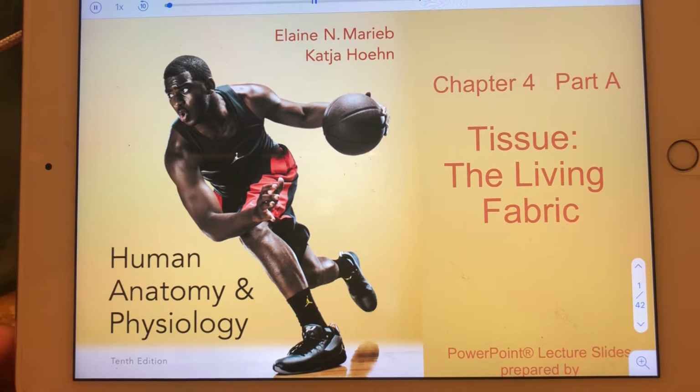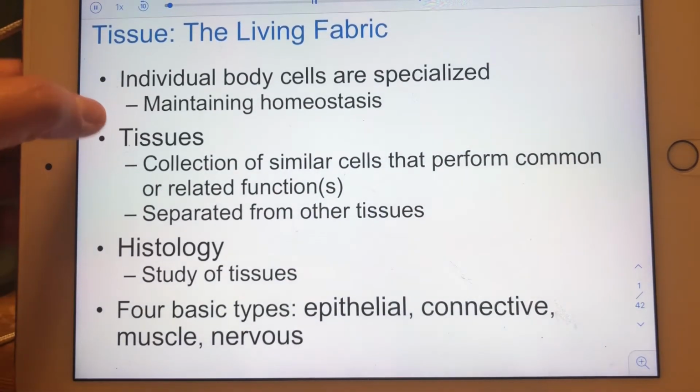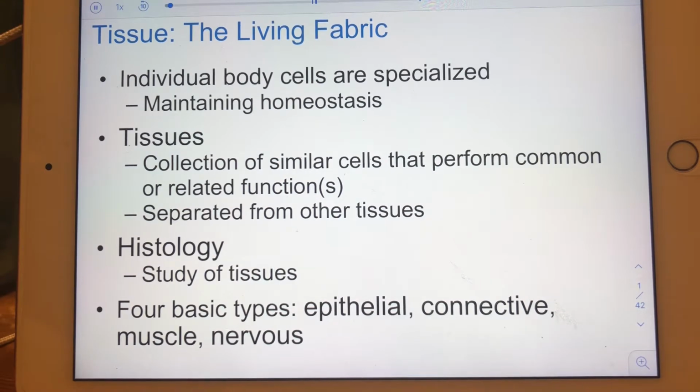And a tissue, in order to qualify as a tissue, has to meet a few conditions. It has to be a collection of cells, so not just one cell, okay, a collection of cells that have the same function or complementary functions or overlapping functions, and that collection is physically separated from any other such collections. Okay, it's a collection of cells, same or overlapping function, and physically separated, delineated from any other tissues. Okay?